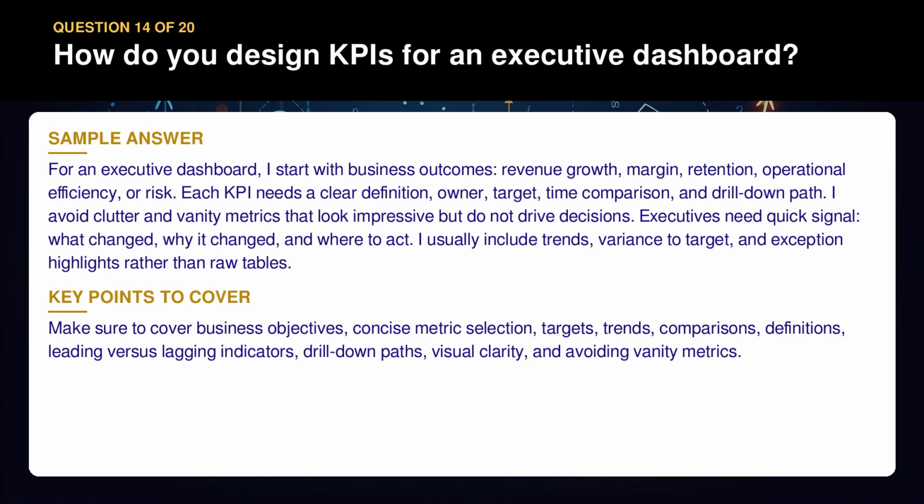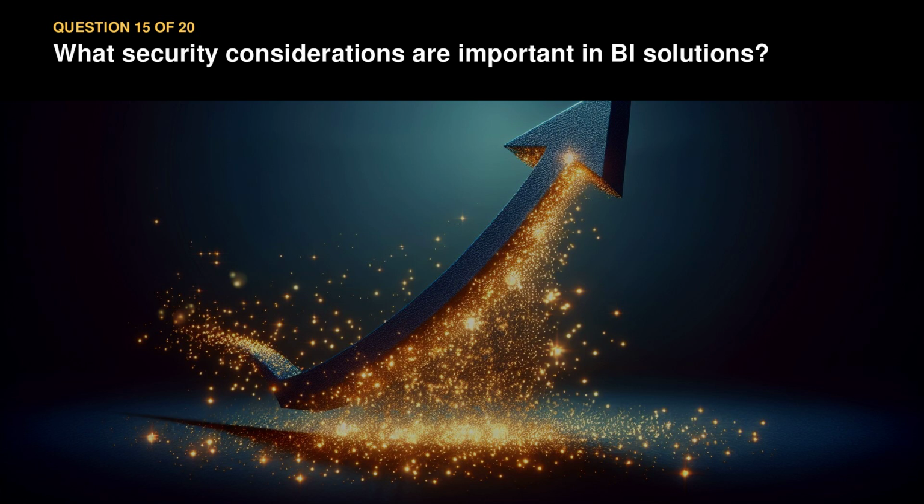Make sure to cover business objectives, concise metric selection, targets, trends, comparisons, definitions, leading versus lagging indicators, drill-down paths, visual clarity, and avoiding vanity metrics. Question 15. What security considerations are important in BI solutions?